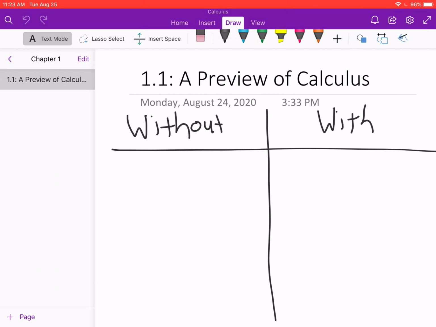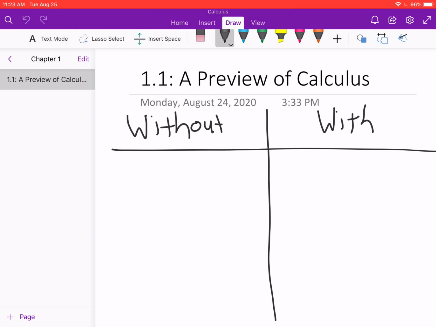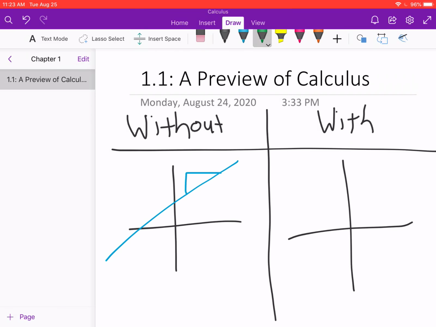So we want to talk about what we could do without calculus and then what we're going to be able to do with calculus. The first thing is slopes. Back in Algebra 1, if we were given a line, we were able to find the slope of that line using rise over run. With calculus this year, we're going to be able to look at a curve and say, okay, what is the slope of that curve at this point?